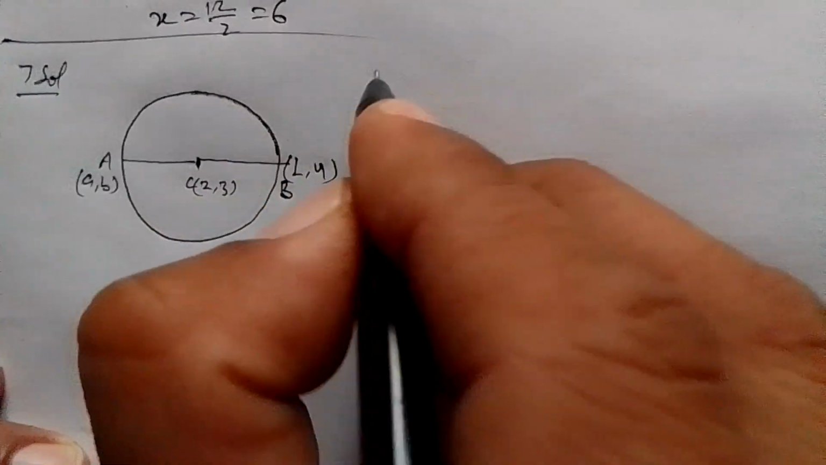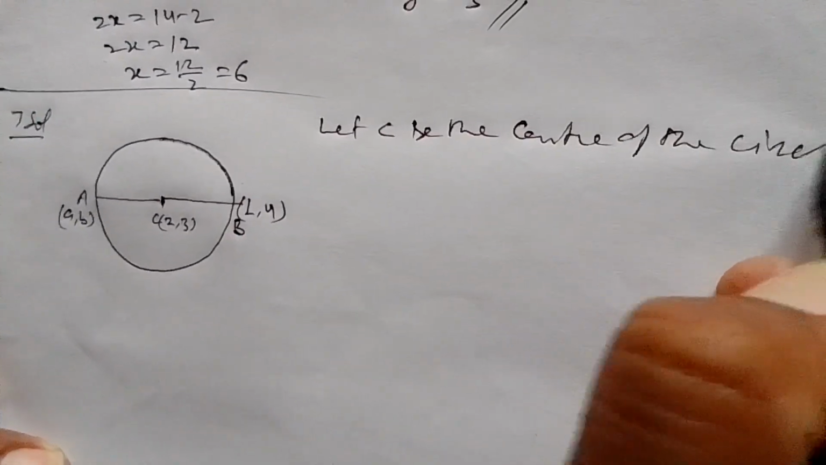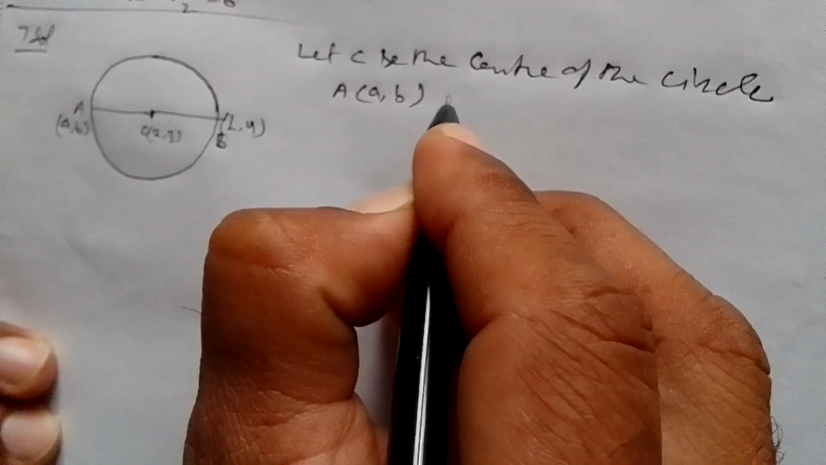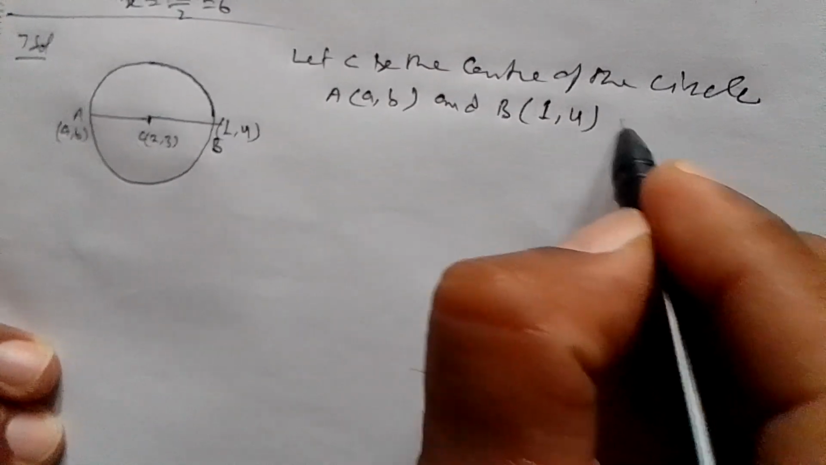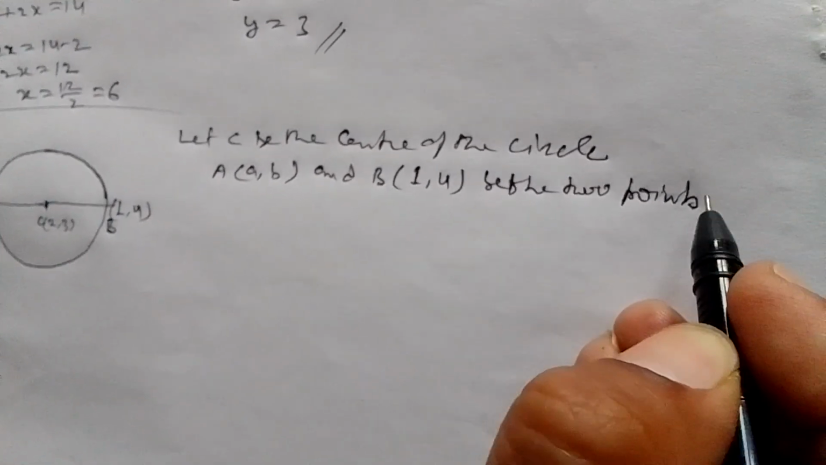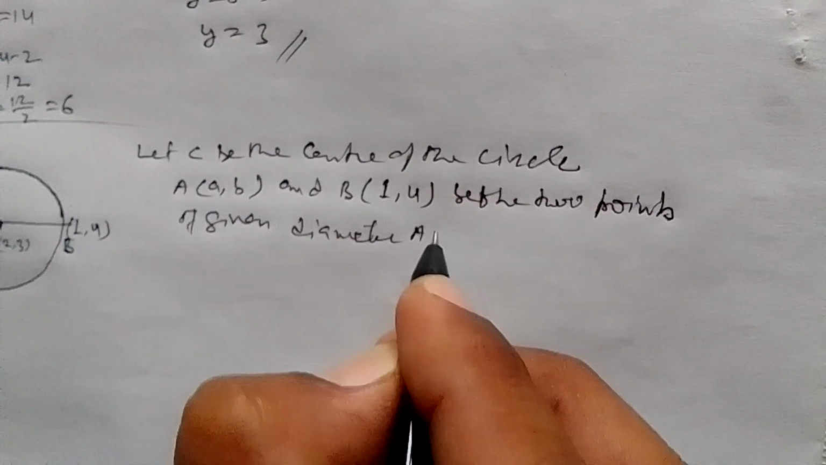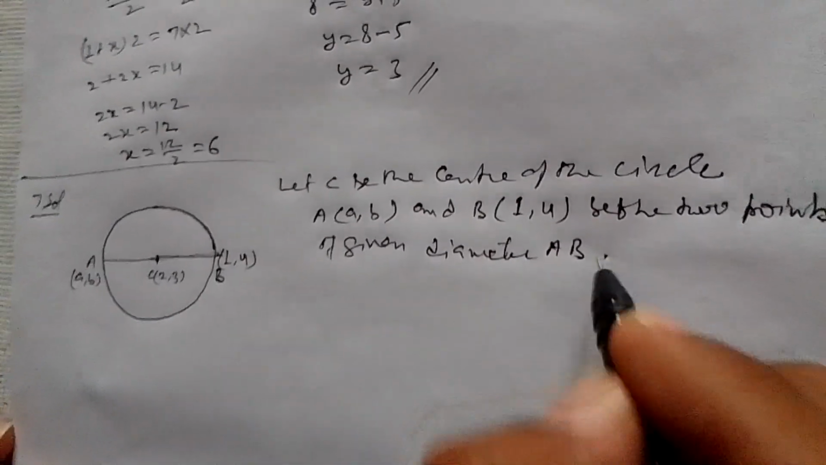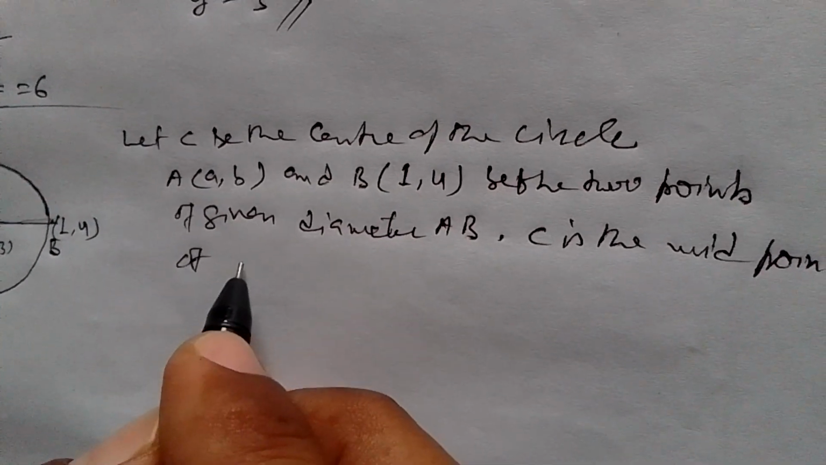Let C be the center of the circle, and A (a, b) and B (1, 4) be the 2 points of the given diameter AB, because AB is the diameter of the circle from point A to B. So C is the midpoint of AB.